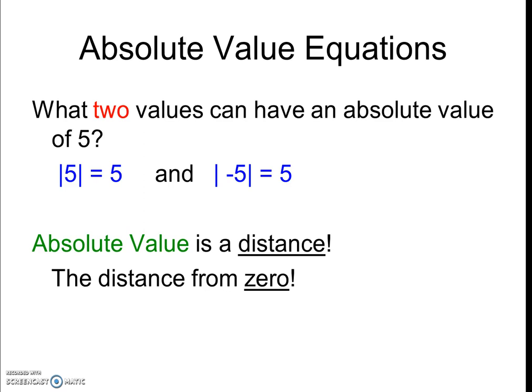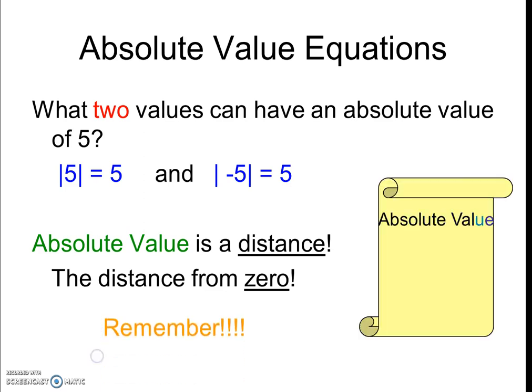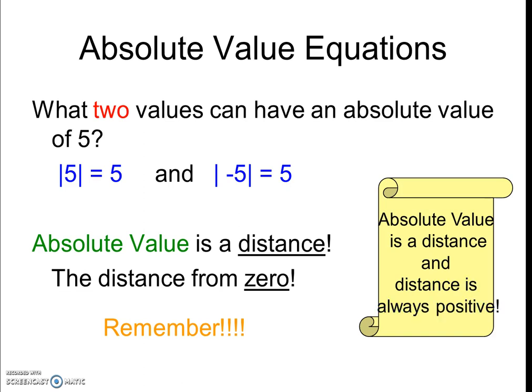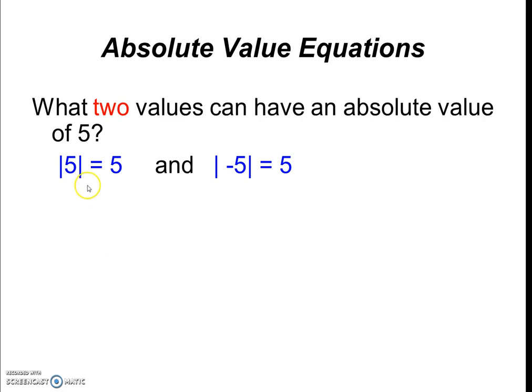I want you to grab hold of this part because you need to understand, I can't go negative 2 miles. I can drive 2 miles in one direction or another, but I can't go negative 2 miles. I can't go negative 2 minutes. Absolute value is all about those things that can't have negatives. So let's remember, what do we need to remember? Absolute value is a distance, and a distance is always positive. It cannot be negative.